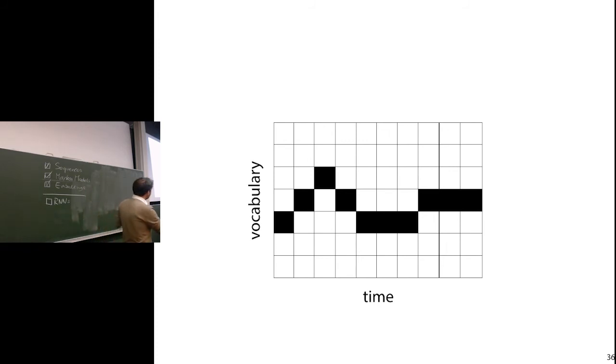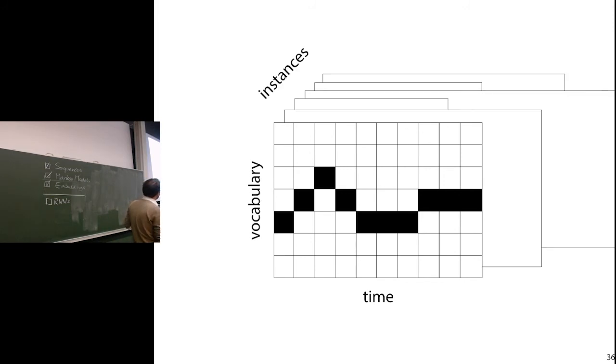So this is one sequence in our data set. And if we have a data set of lots of sequences, lots of emails, lots of songs, then we get lots of these matrices. But they don't all have the same size. So unlike the image case, we cannot make our whole data set a big three-tensor, because our instances may have lots of different sizes. So this is a problem that you need to work around.